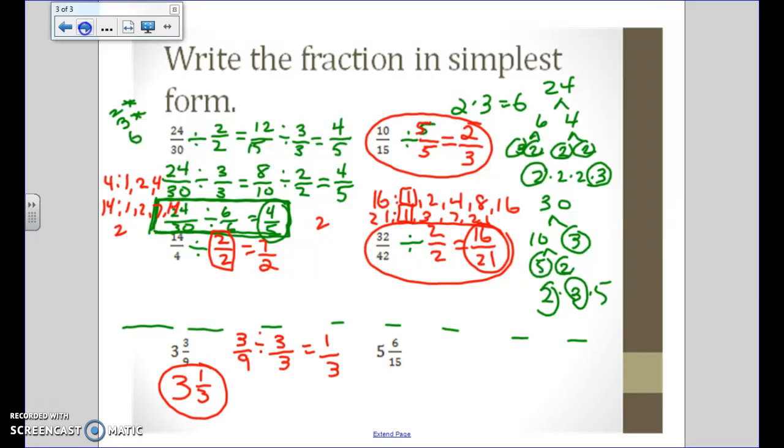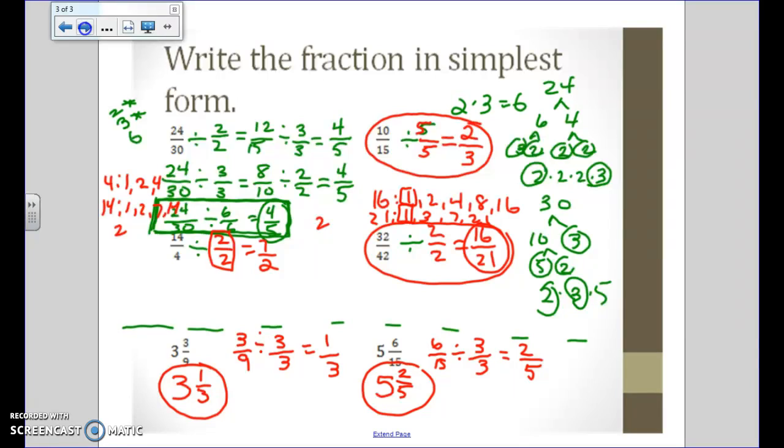5 and 6/15. It might not be clearly obvious right away that 6/15 reduces, but it actually does. If I'm just looking at the fraction part that I'm trying to reduce, I know that 3 would go into 6 and into 15. Into 6 twice, and into 15 5 times. So really, the better form of the mixed number 5 and 6/15 would be 5 and 2/5.